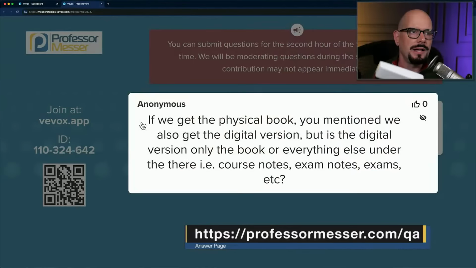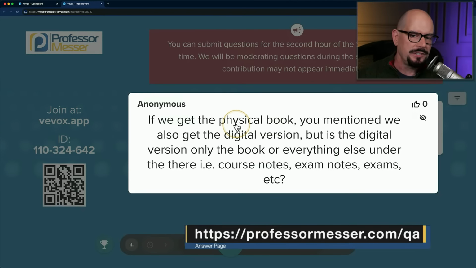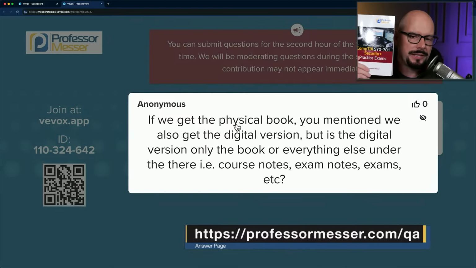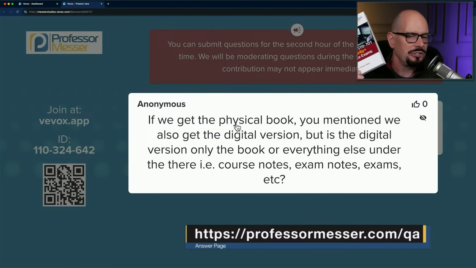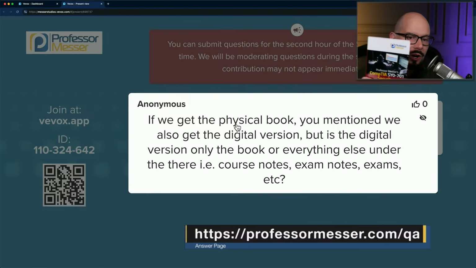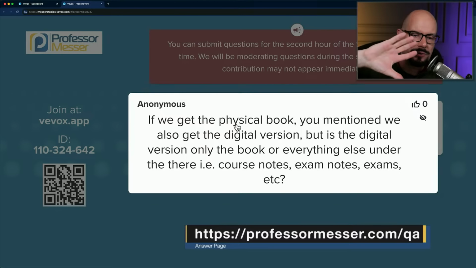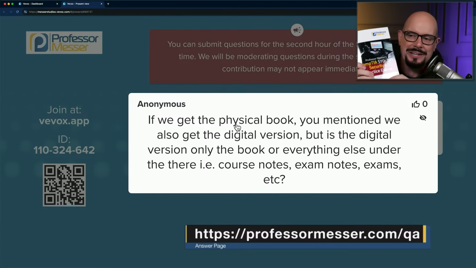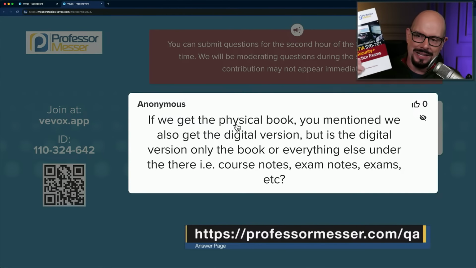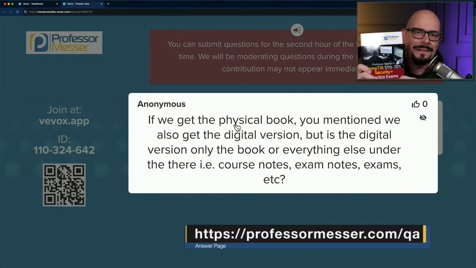The question from one of my favorite people, Anonymous, who says, if we get the physical book, you mentioned we also get the digital version, but is the digital version only the book or everything in the world? Course notes, exam notes, other books. Nope, it's just this book. You're just getting one book. So that's where that comes from. So make sure that you have a look.